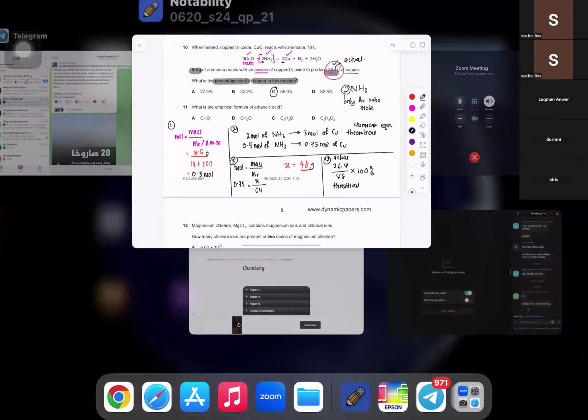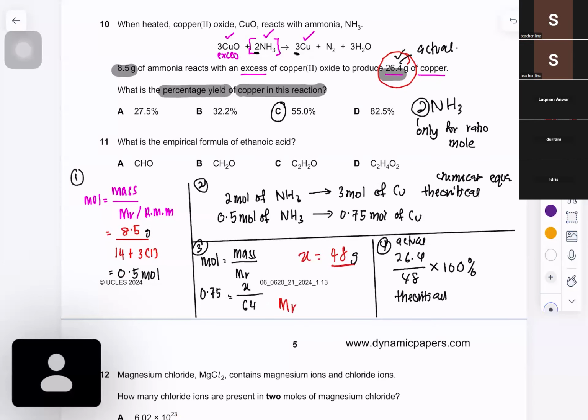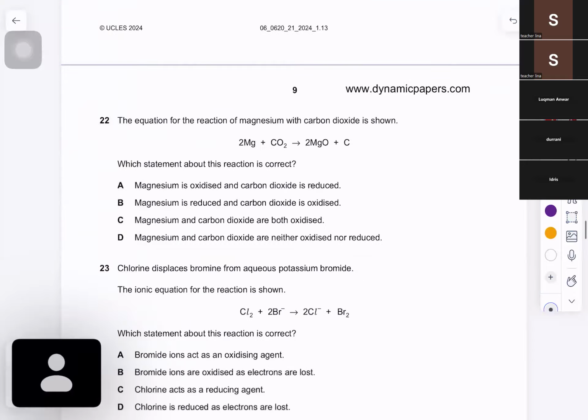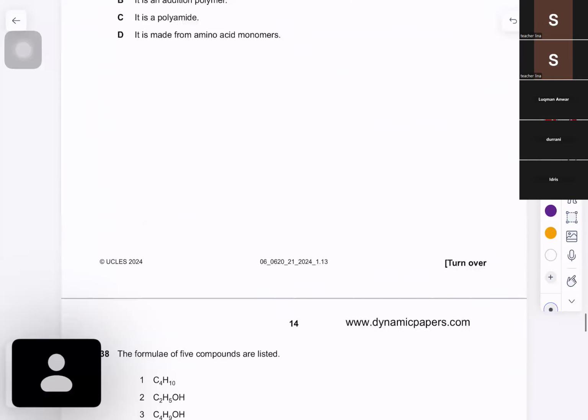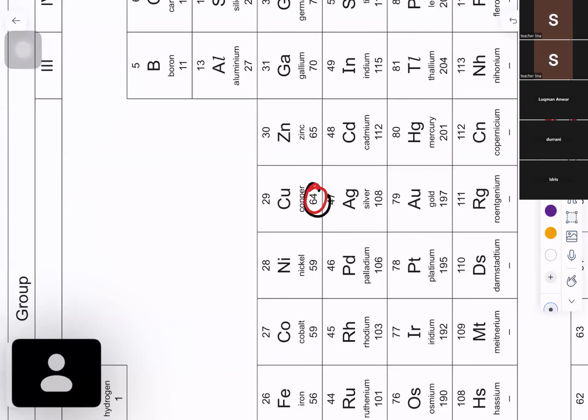Okay, your friend tanya 64 come from? 64 MR from zinc tu ada. MR for copper. Ni copper. MR copper is 64 ni, dalam periodic table. Tu. Is it clear? Yang tanya teacher ni.